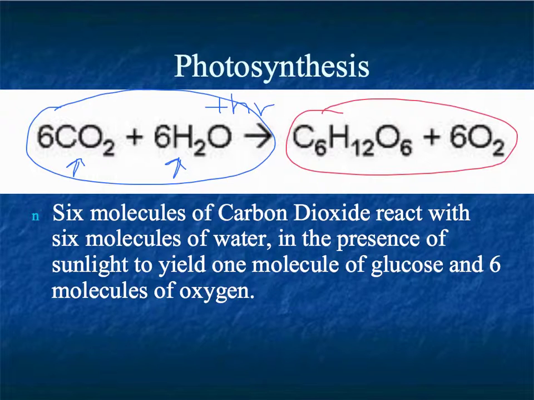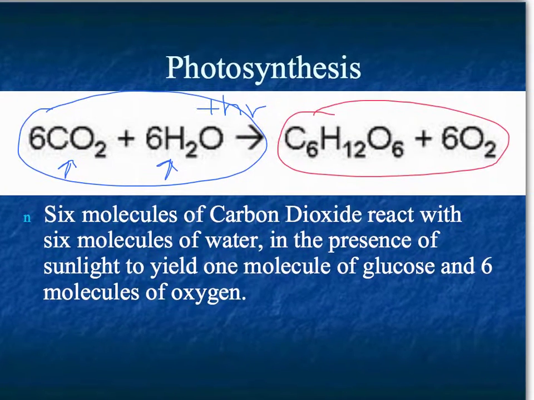You might also see just plus sunlight. But just knowing if we talk about photosynthesis, while we need carbon dioxide and water, there is this sunlight component as well. And those are going to yield C6H12O6, which is glucose, and oxygen.